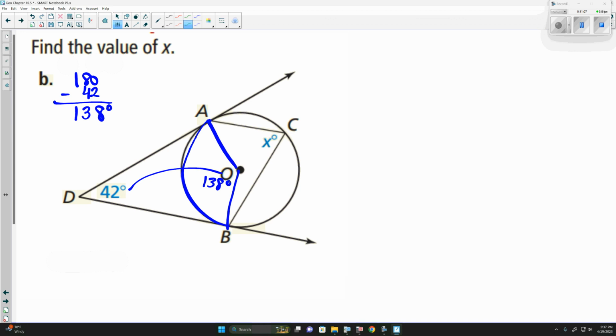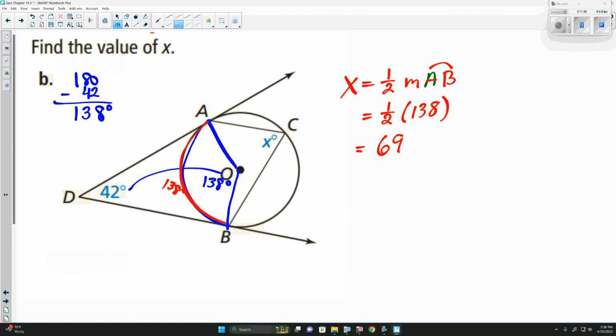Now, if the central angle is 138 degrees, we know that arc AB here should also be 138 degrees. So we'd have to find half of 138, which is indeed 69 degrees. Questions on this here? So for these here, we really had to find that arc to then find our angle.